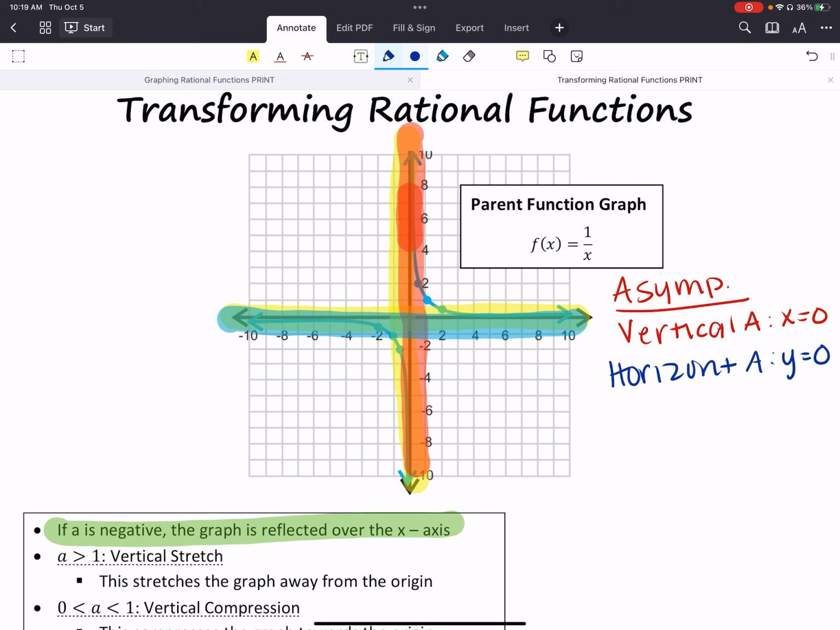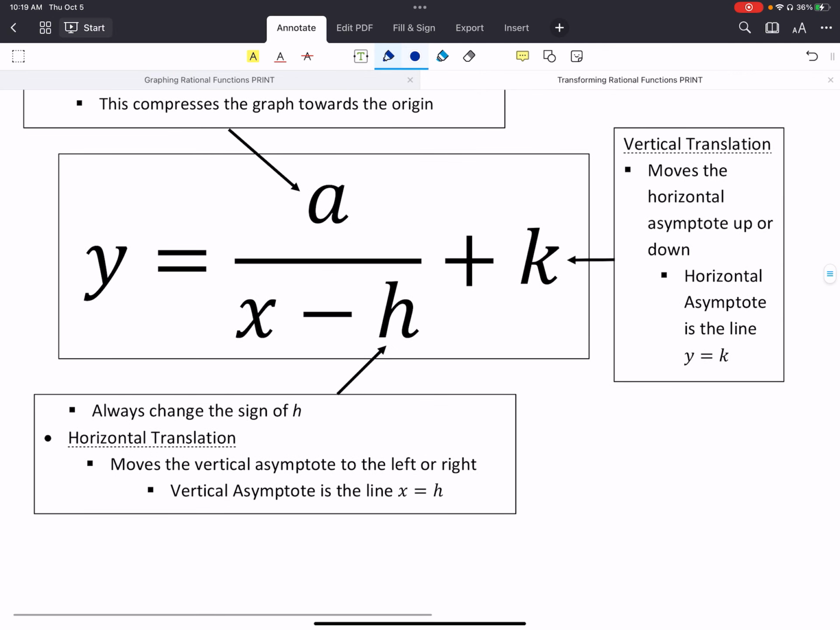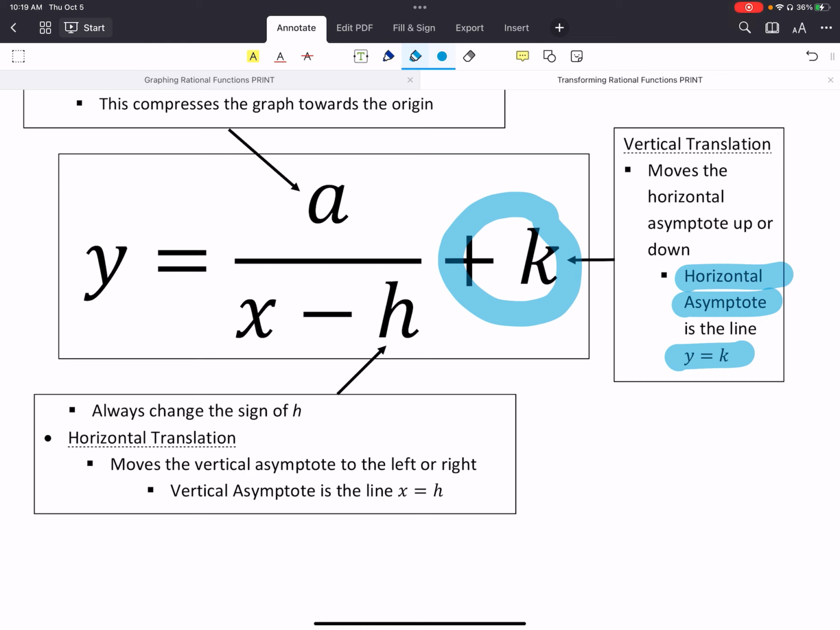So horizontal, remember, is your y value, a vertical is your x values. So if we look down here, it tells us which is which. So it says our horizontal asymptote is y equals k. So our horizontal asymptote comes from the plus or minus outside of the fraction. And then it also tells us our vertical asymptote is x equals h. So that comes from your denominator. So you would set your denominator equal to 0.